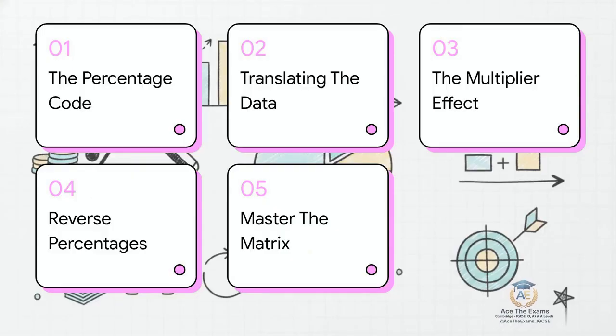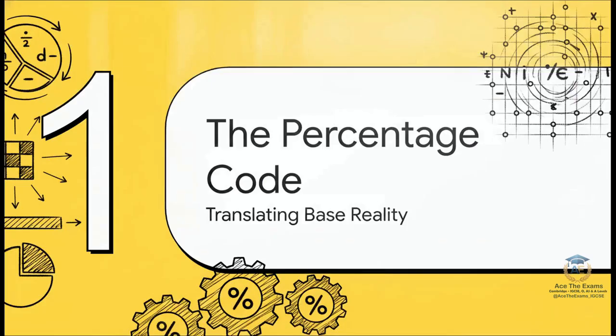Here's our fast-paced roadmap to exam mastery. First, the percentage code. Second, translating the data. Third, the multiplier effect. Fourth, reverse engineering percentages. And finally, master the matrix. Let's dive right in. Section 1, the percentage code.